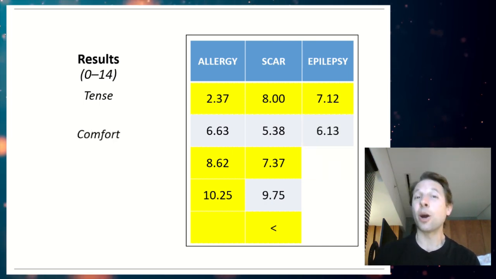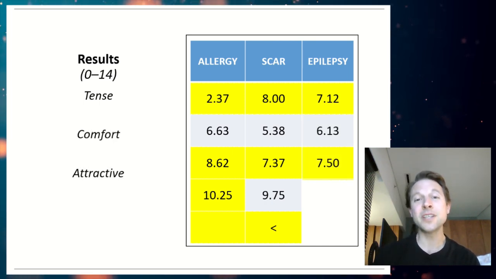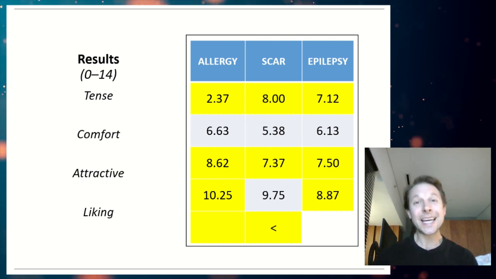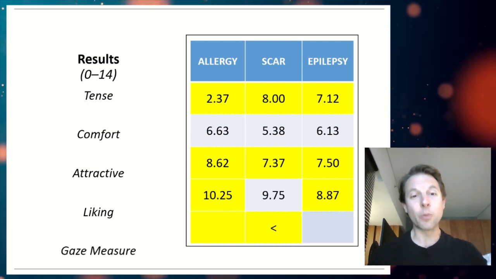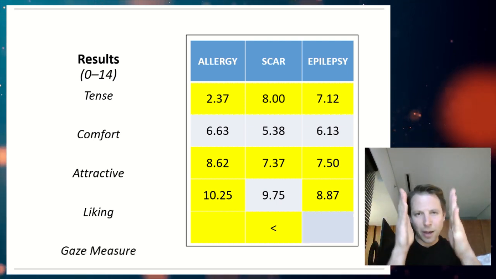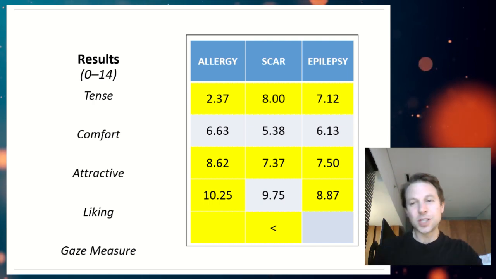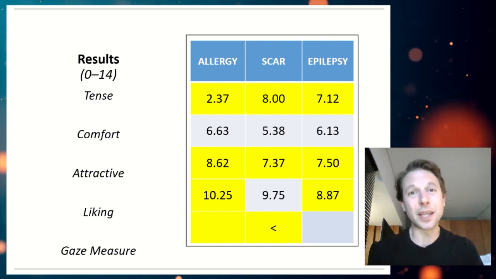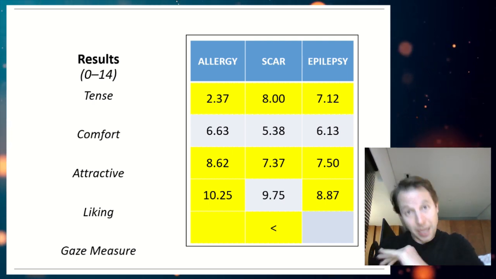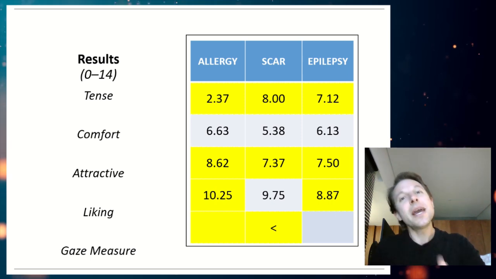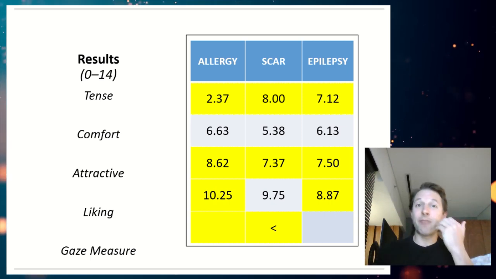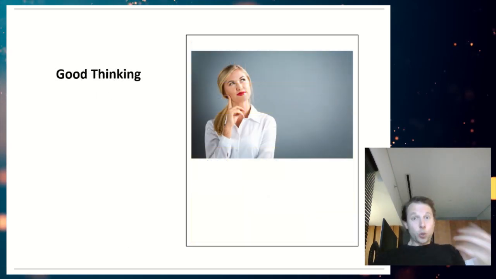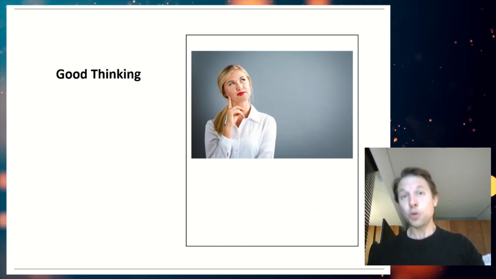On comfort, on par with the scar group. Attractiveness as low as the scar group. Liking actually lower than the scar group. And when it came to that gaze measure, they kind of landed somewhere right in between the scar and the allergy group. So here we see it can't just be a visibility thing. People who thought they had epilepsy, an invisible condition, had the same negative reactions as someone who thought they had a facial scar. But that's when good thinking example from these researchers, part 2, came in.